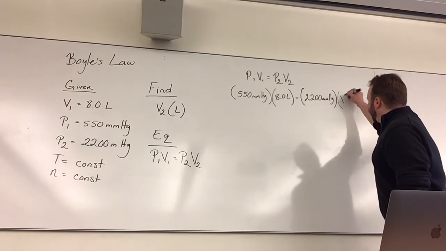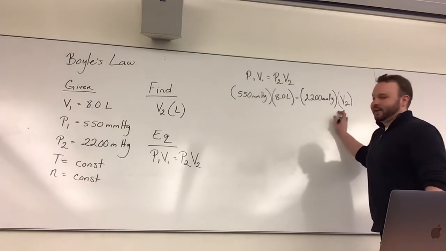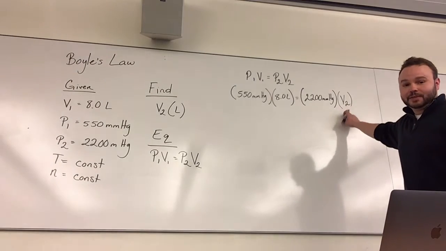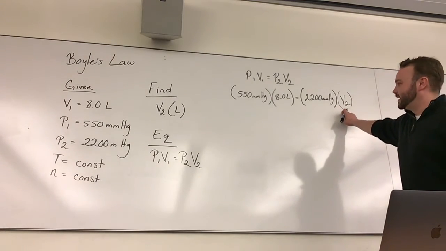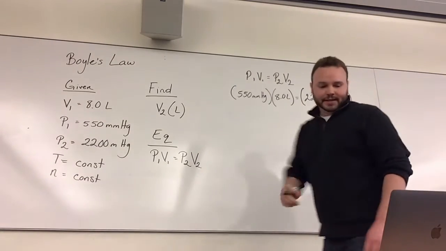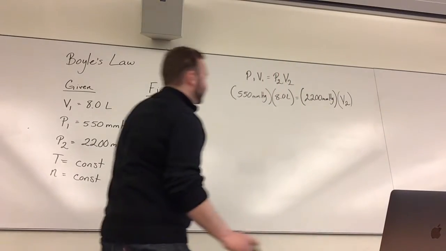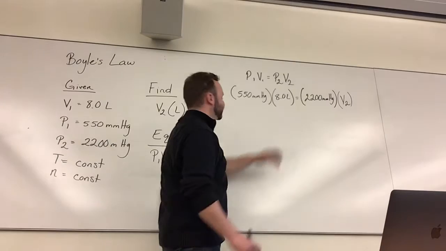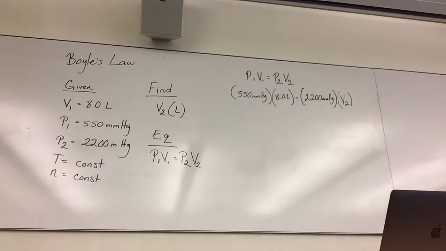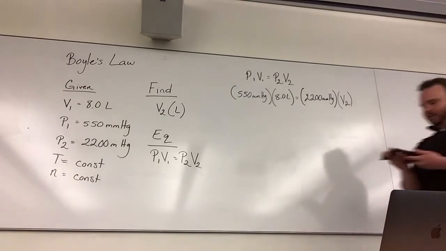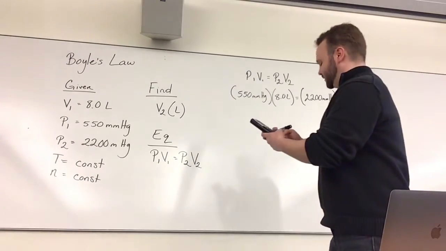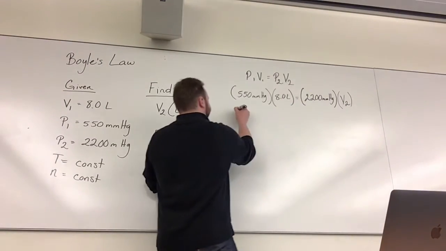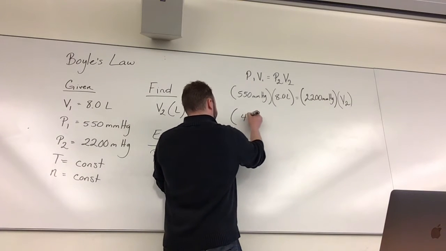And I'm asked to find V2, because I need to have an unknown. If I have an equation, I better have something to solve for, right? So in this case, V2. So what I can do is multiply the 550 times 8, right? Let me do that really quick. So if we do 550 times 8, I have 4,400.